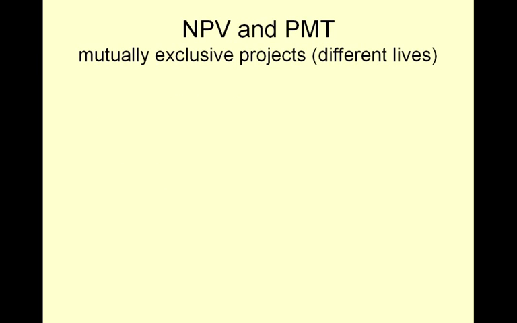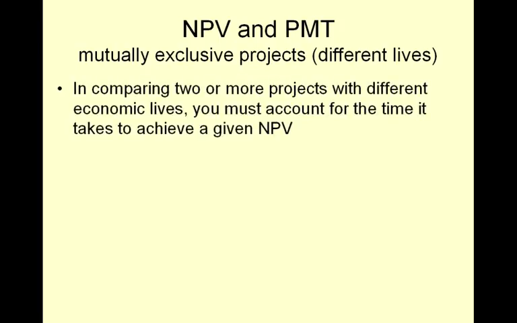In our previous slides, we saw how when we compare two or more mutually exclusive projects with the same lives, we select the project with the highest net present value generally. Or if we're comparing two mutually exclusive projects that have no positive cash flows, we select the project with the smallest negative NPV. Here, let's consider comparing two or more mutually exclusive projects with different economic lives. In comparing these projects, you must account for the time it takes to achieve a given net present value.